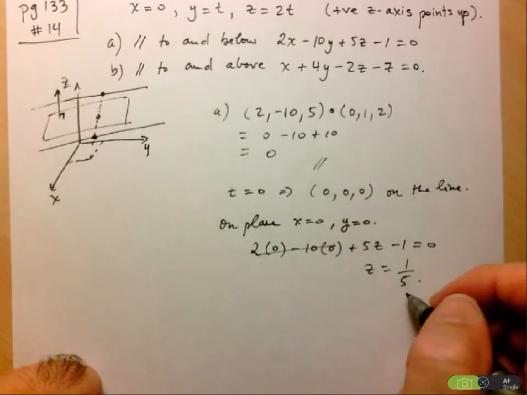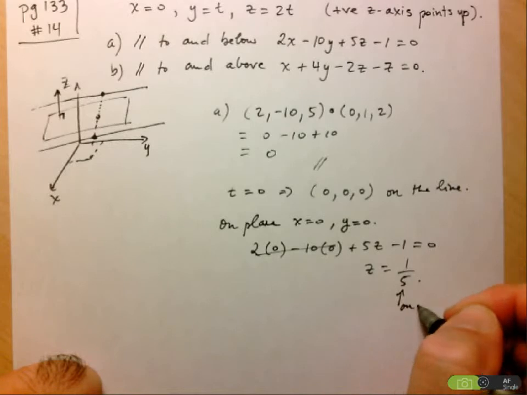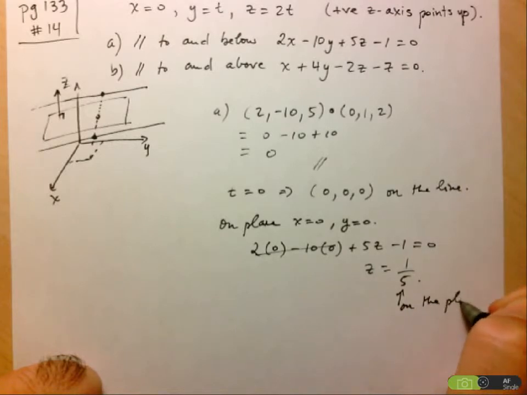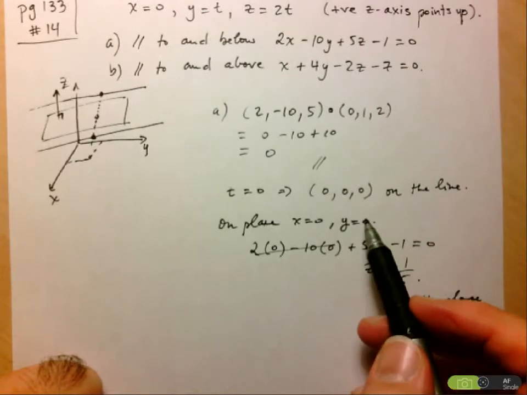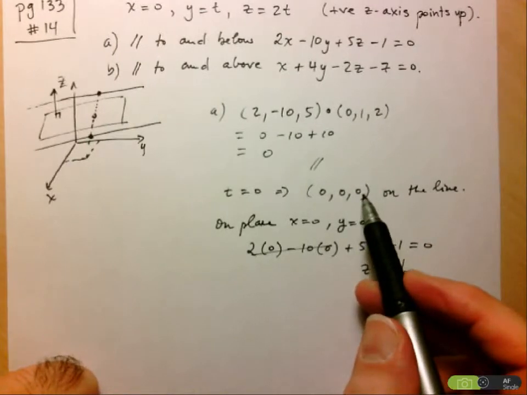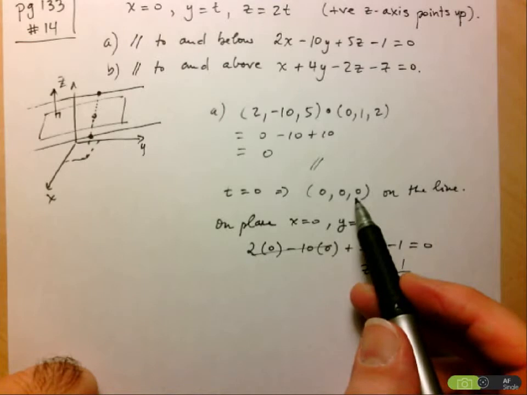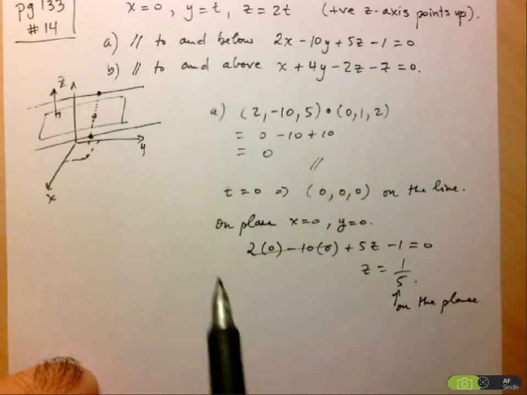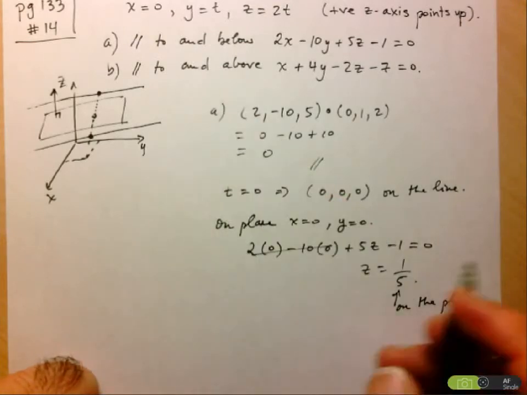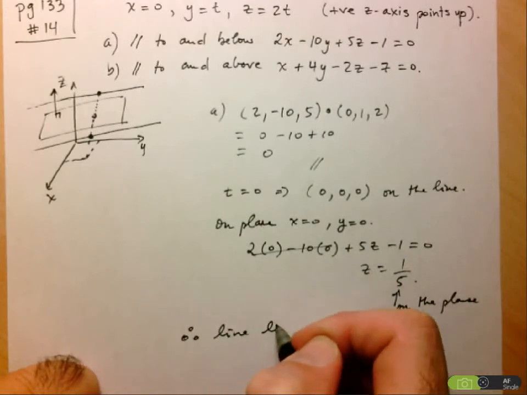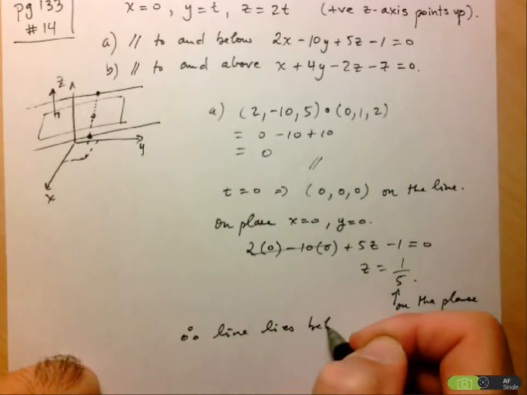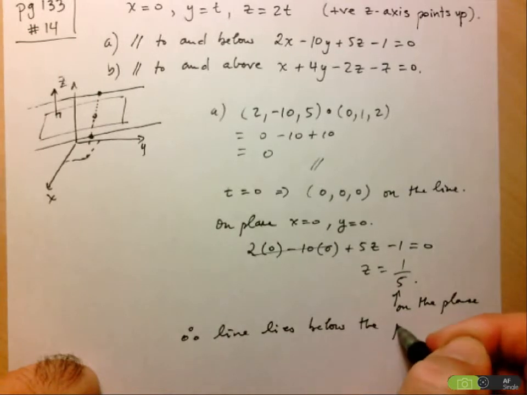So I notice that the z value on the plane is larger than the z value on the line. That must mean that the plane lies above the line, or the line lies below the plane. So here we have that the line lies below the plane.